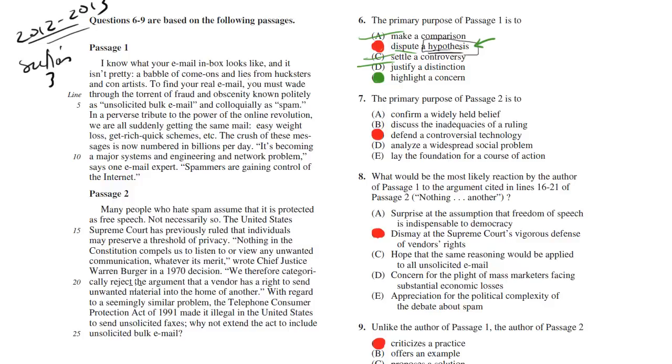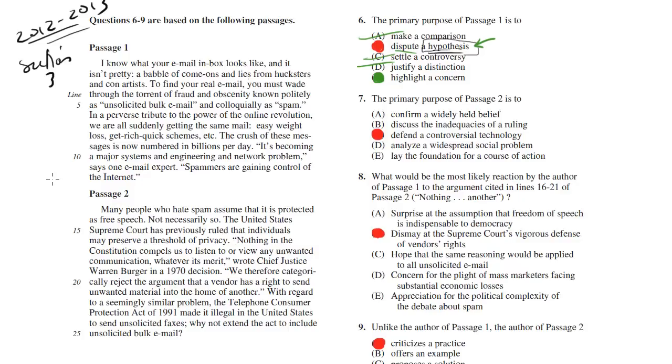We therefore categorically reject the argument that a vendor has a right to send unwanted material into the home of another. With regard to a seemingly similar problem, the Telephone Consumer Protection Act of 1991 made it illegal in the United States to send unsolicited faxes. Why not extend the act to include unsolicited bulk email?